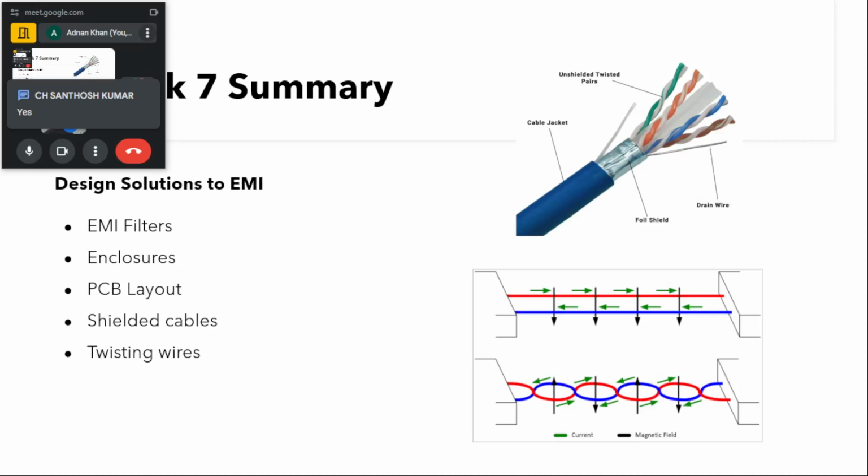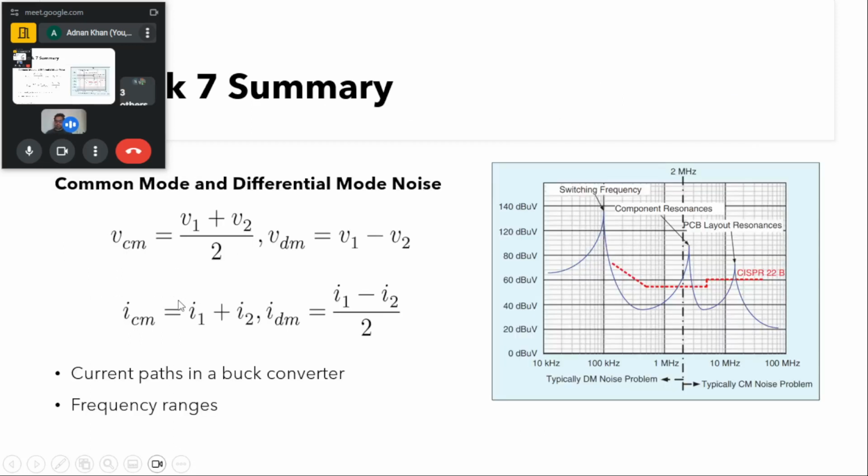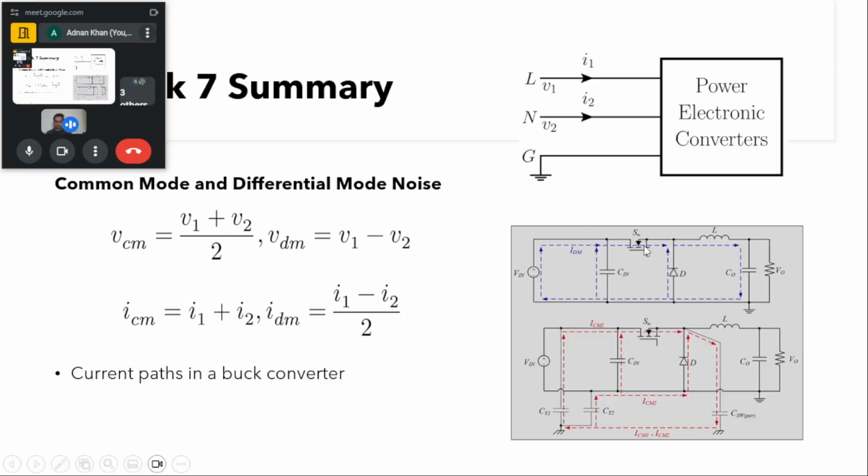Okay. So coming to these design solutions, I talked about the EMI filters and then the enclosure. The other thing is the PCB layout. PCB layout is a very important thing, because we talked about this switching node, which is at very high frequencies, and usually high frequency currents will flow in this loop, and we want to minimize this loop as much as possible.